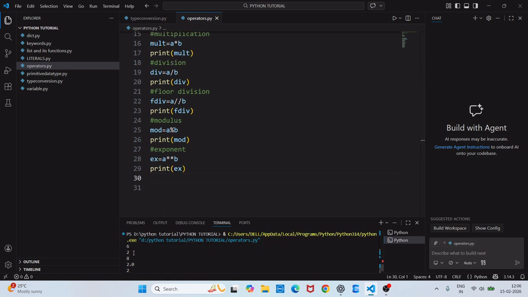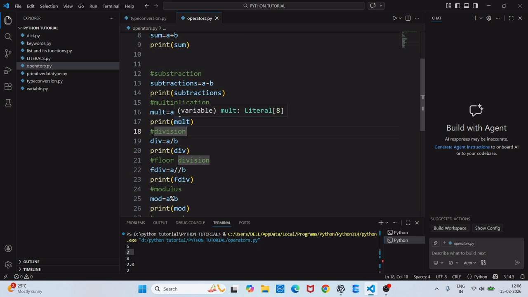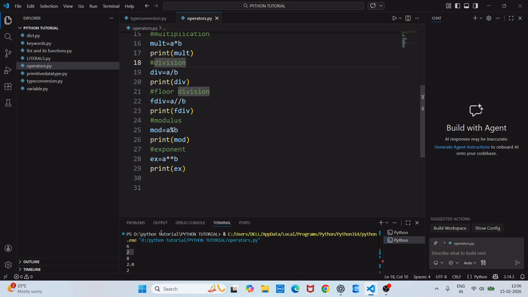The third one is multiplication. What will it return? It will return the multiplication of two numbers, a into b. The value of a is 4 and the value of b is 2. 4 times 2 is 8, so our answer is 8.